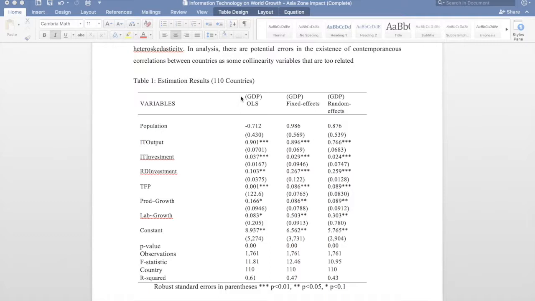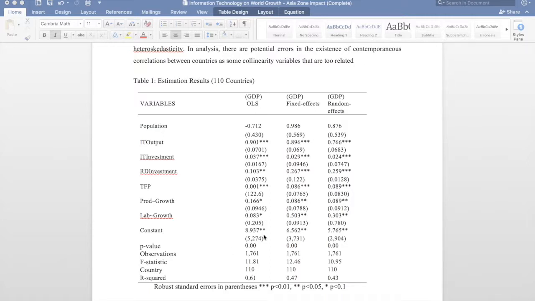The more the population grows, it's not going to contribute to labor input because there are not enough jobs out there. And the more population, the more the government has to worry about: there are people who are homeless, and welfare. So it can affect the GDP, bringing the GDP down. However, what is more important here is that IT output has significance and does bring a positive correlation to GDP, and IT investment also has significance.